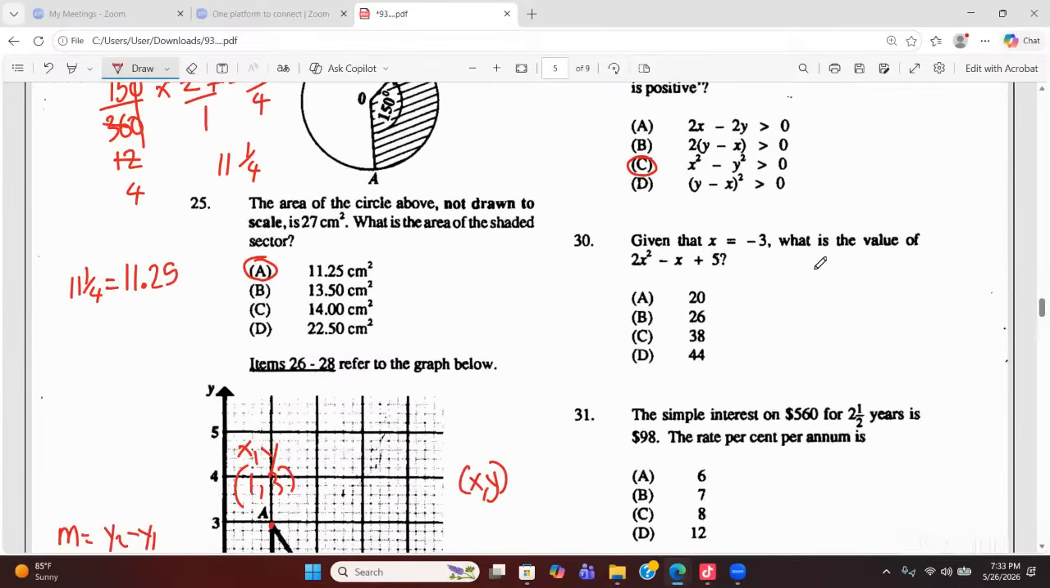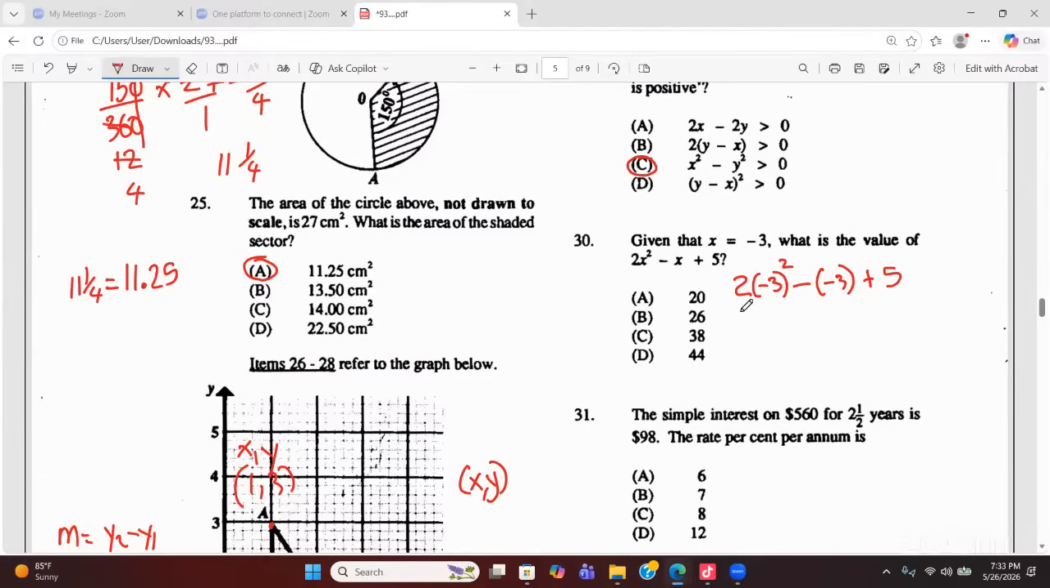Let's go. Given that x is equal to negative 3, what is the value of this? So you're going to substitute your negative 3 here. You're raising this to that power, minus, but this is a negative 3 here. There's a plus 5. Let's relax and look at what you have. Do not ignore the negative that is already there. Bear in mind, there is nothing that's squared that is actually negative.